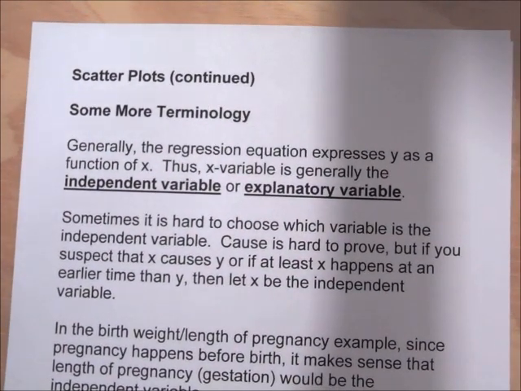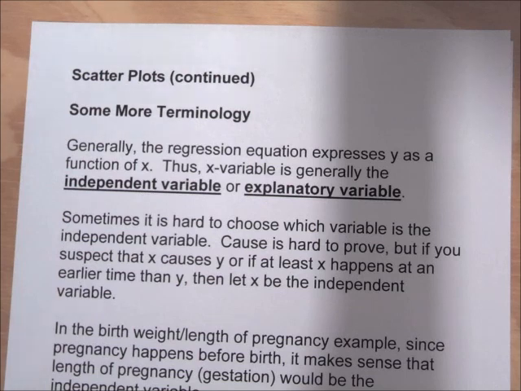Okay, so just some terminology. The x variable is generally the independent or explanatory variable. If you think one variable may cause or affect the other variable, that will be the x variable. If one variable comes earlier in time than the other variable, the one coming earlier in time will be the x variable. The other one would be the y variable. Sometimes it's kind of hard to say which variable might affect which variable or which one comes first in time.